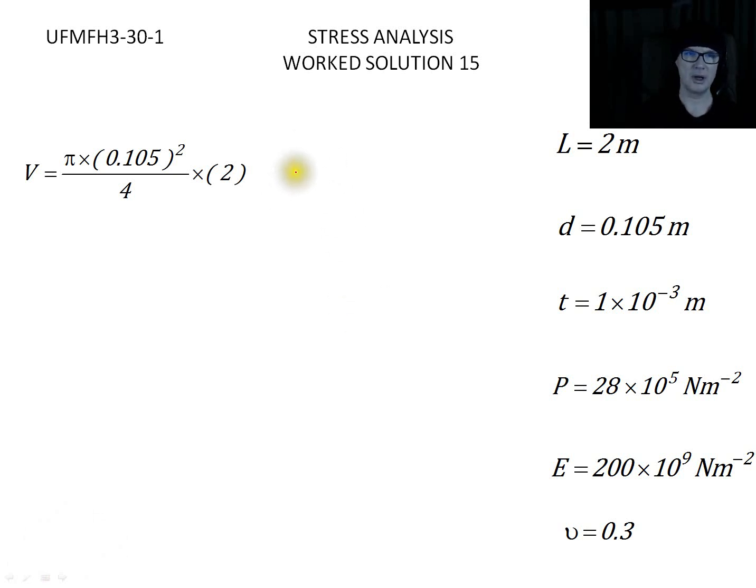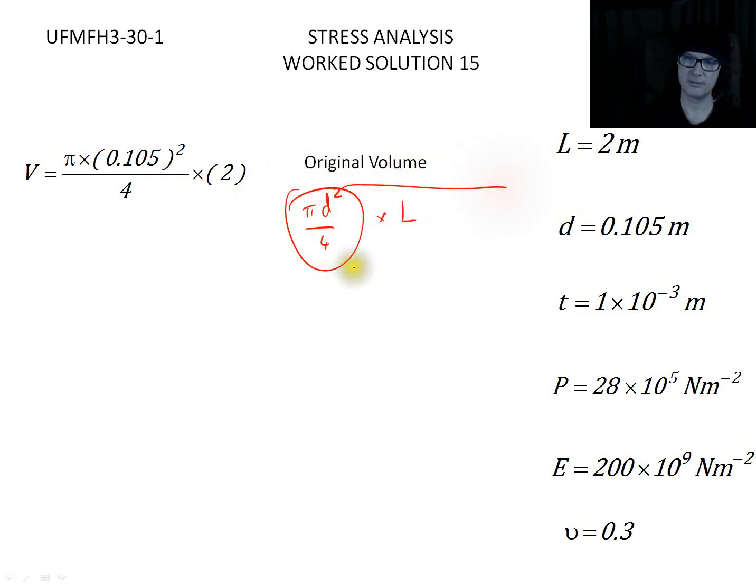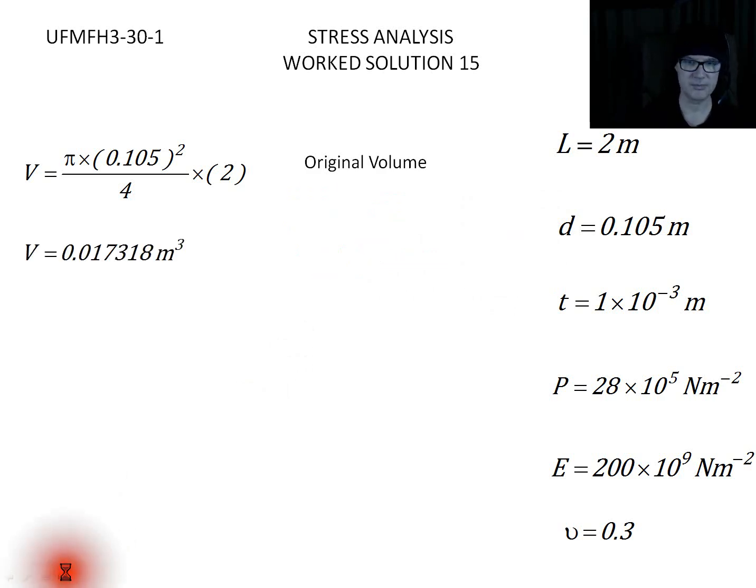So first of all, let's have a look at the original volume. So the original volume, we're using pi d squared over 4 times by the length. Okay, so that's the regular formula for a cylinder. Put our numbers in and we get a volume of 0.01738 meters to the power 3.